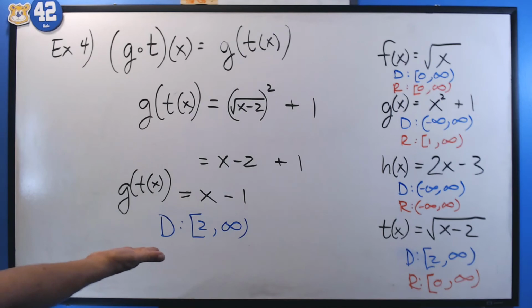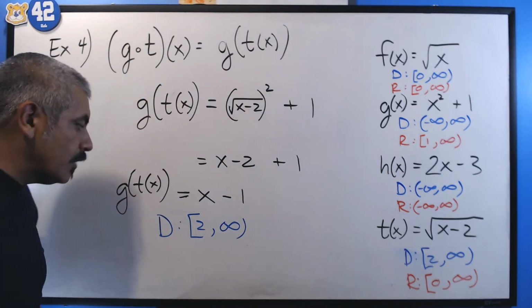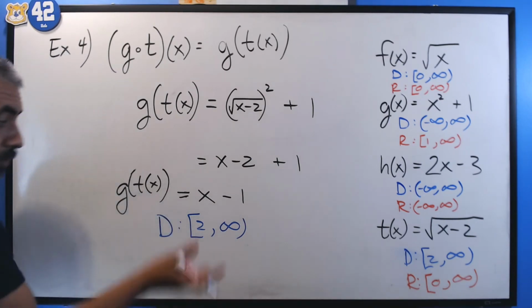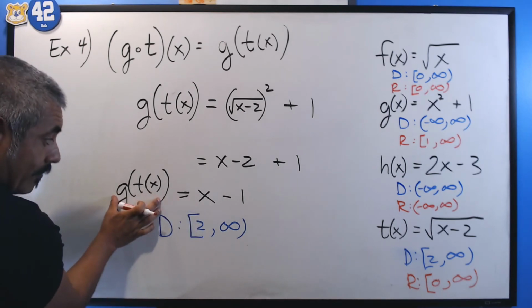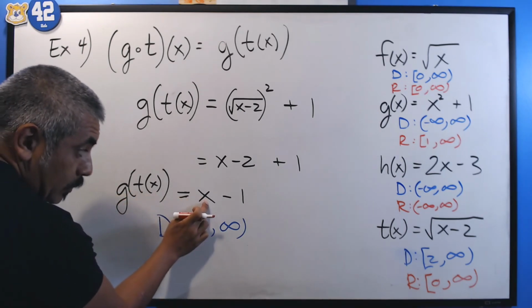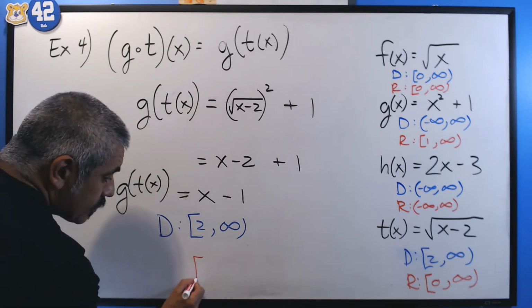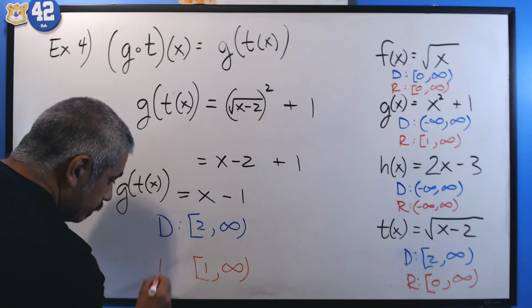Now, based on that domain, based on those inputs, the smallest value I can use is 2. And then after that, I can go all the way to infinity. So given this domain, the smallest value I can get out of g of t of x is going to be 2 minus 1, which is going to be 1. So our range is going to start at 1, and it's going to go all the way to infinity.